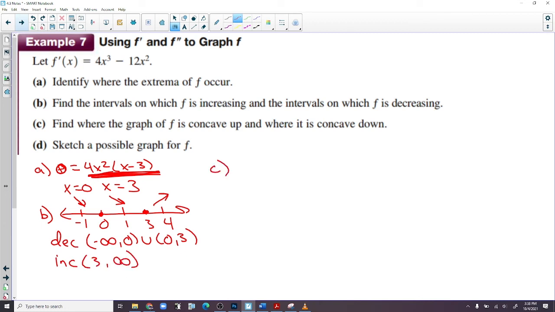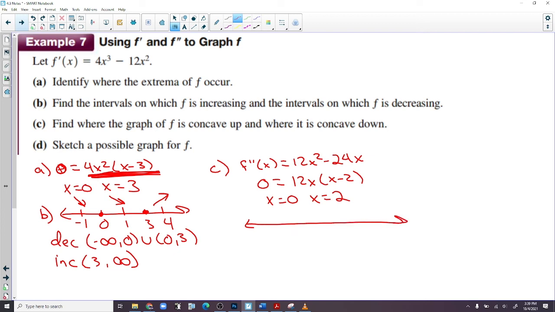Letter C, find where the graph of f is concave up and where it is concave down. Let's do the second derivative. The second derivative is 12x squared minus 24x. We're going to set that equal to 0 and take a 12x out, and that's x minus 2. So x equals 0, x equals 2 are possible points of inflection. Find where the graph of f is concave up and where it is concave down.